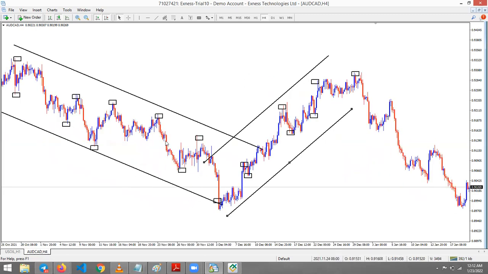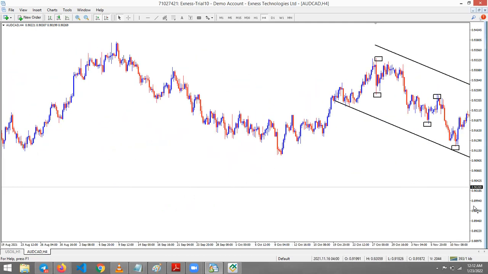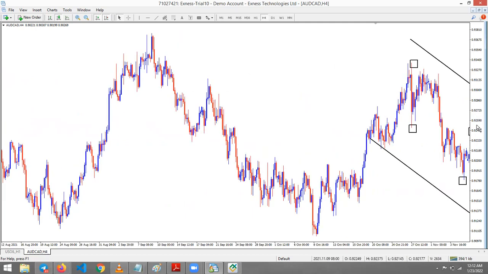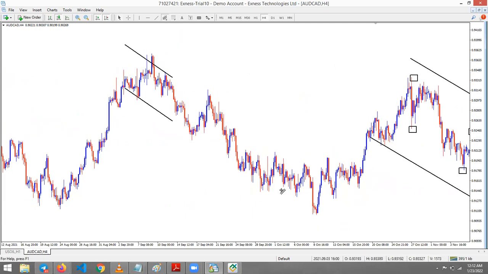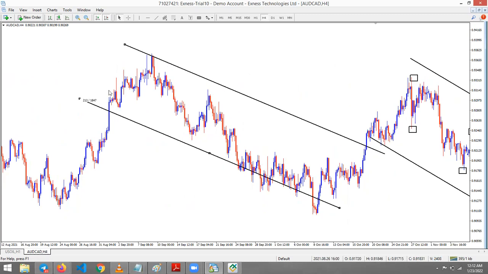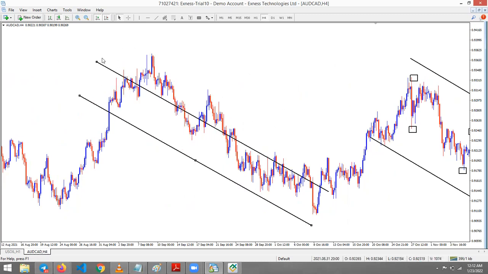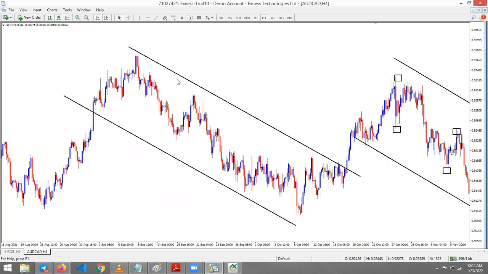Downtrend, uptrend. Downtrend, look out for sell opportunities. Uptrend, look out for buy opportunities. These are basics that you have to follow, right? This should be your guiding principle. Always follow structure.